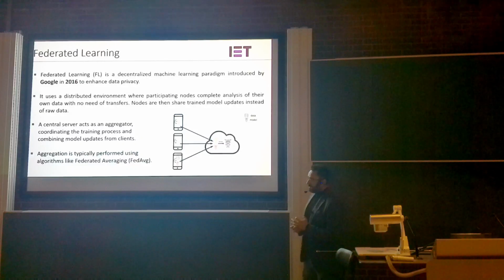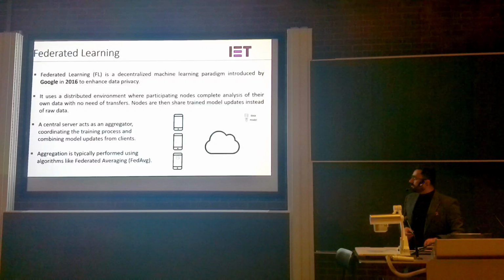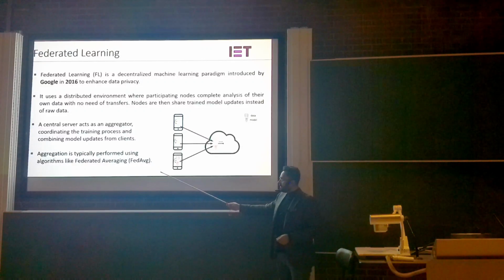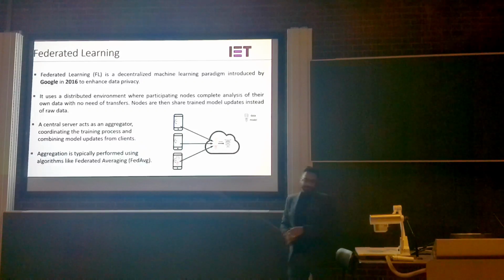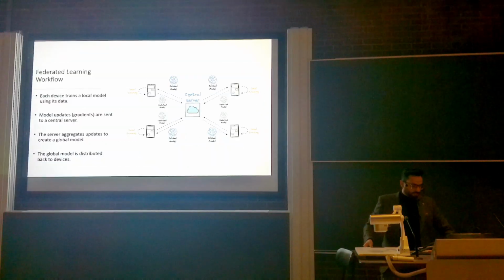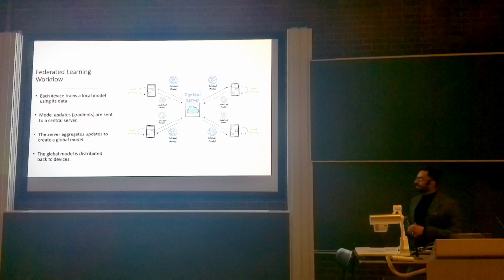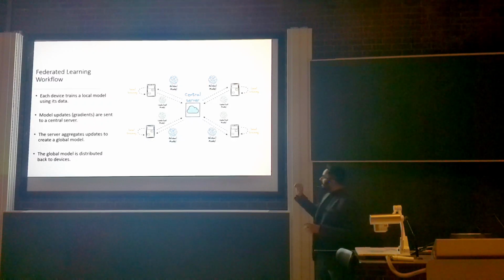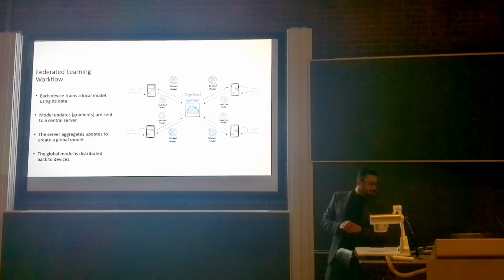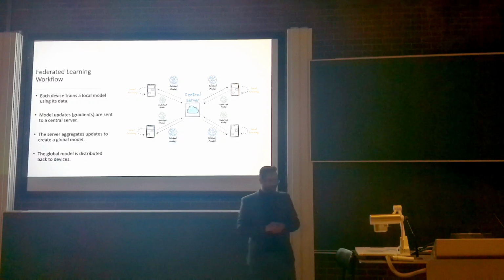So the central server will do all that aggregation, and they do the aggregation through performing the algorithm of federated averaging. And that federated averaging is simply an averaging algorithm that takes the weights from each of the developed models and then builds the overall model, which we'll discuss in the next slide, I think. But just to explain the workflow of federated learning.